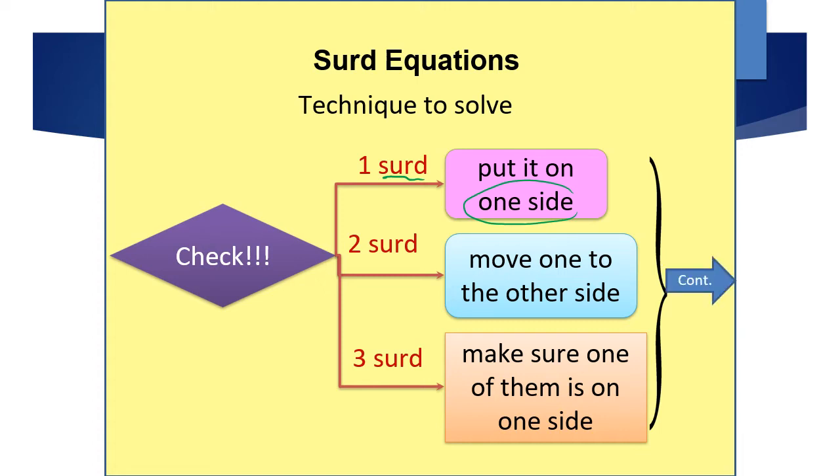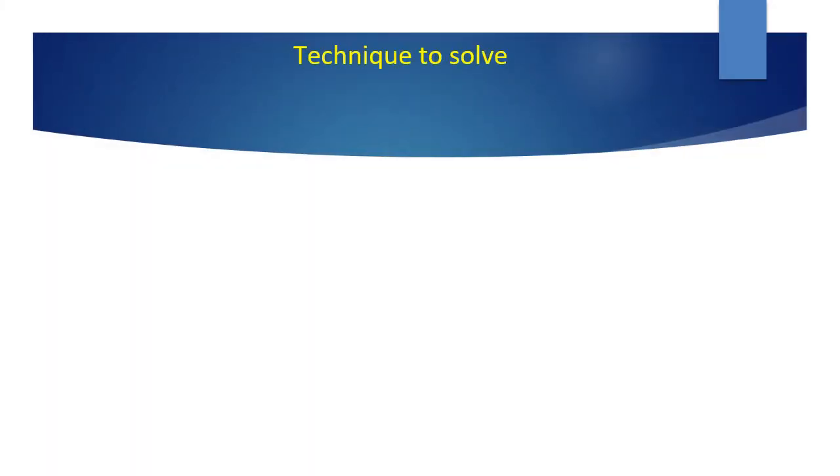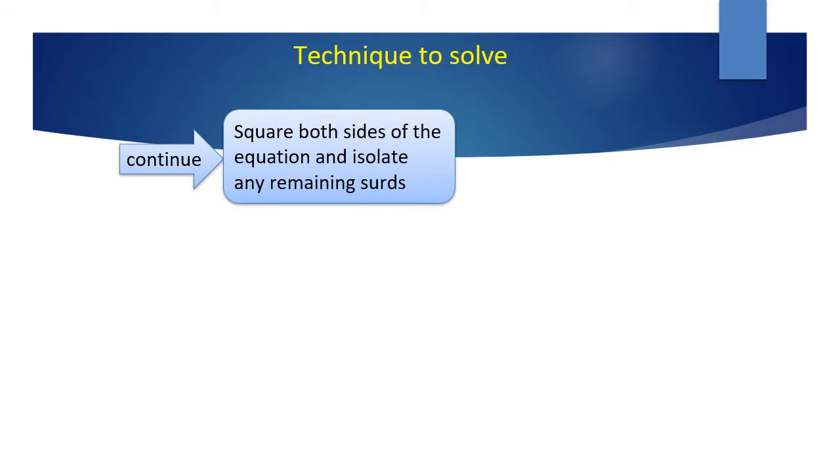The next step, for surd equations, we should square both sides of the equation and isolate any remaining surds. So if we have only one surd, we square both sides. The left side will be the surd term, the right side will be 0. So square both sides. Or if we have two terms, we have to square both sides too. So squaring both sides will eliminate the surds.